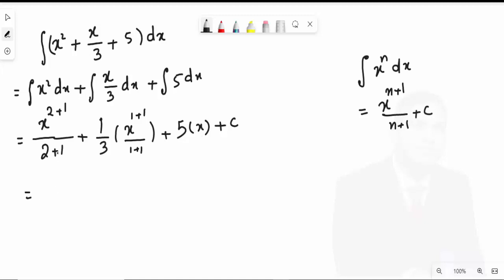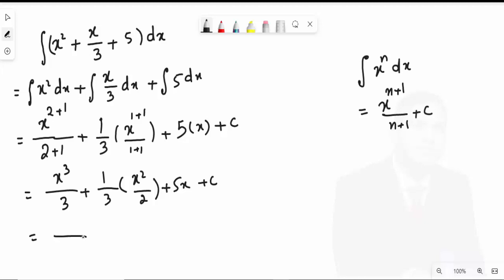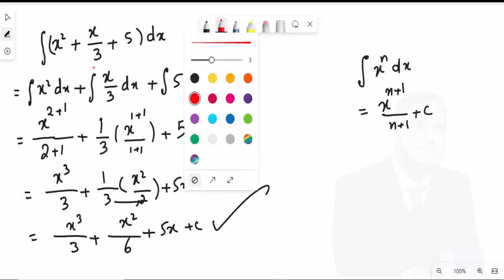So simplify them. X cube over 3 plus 1 over 3 into x square over 2 plus 5x plus c. Now x cube over 3 plus x square over 2 times 3, which is 6, plus 5x plus c. So this is the answer of this simple question.